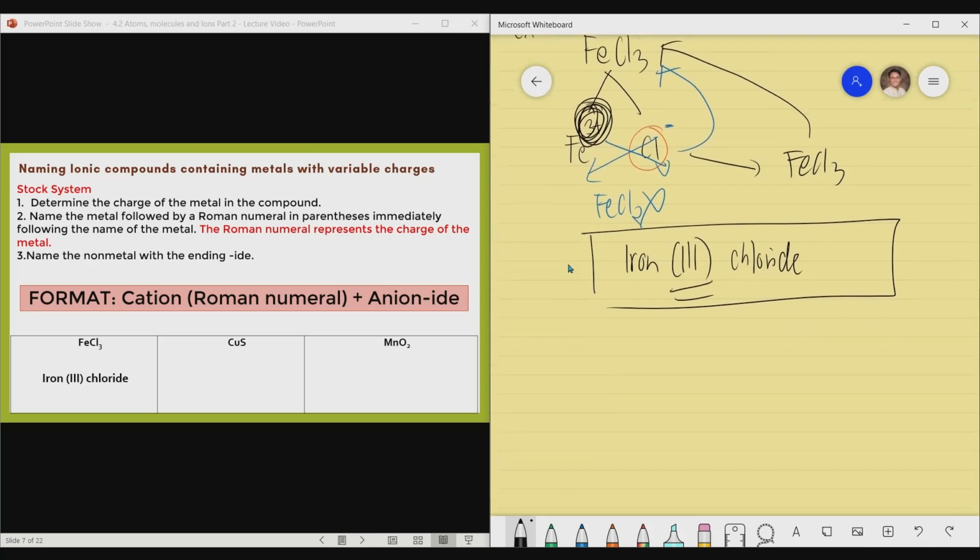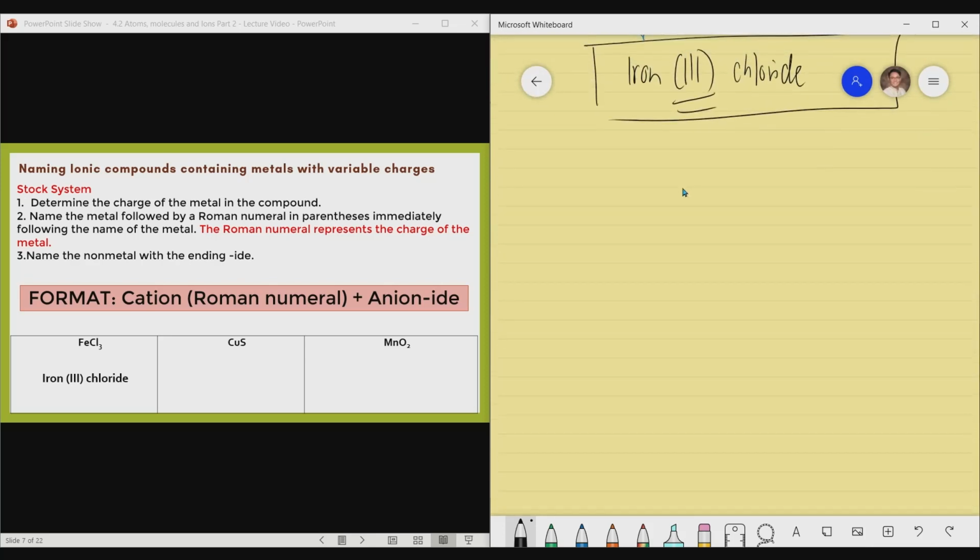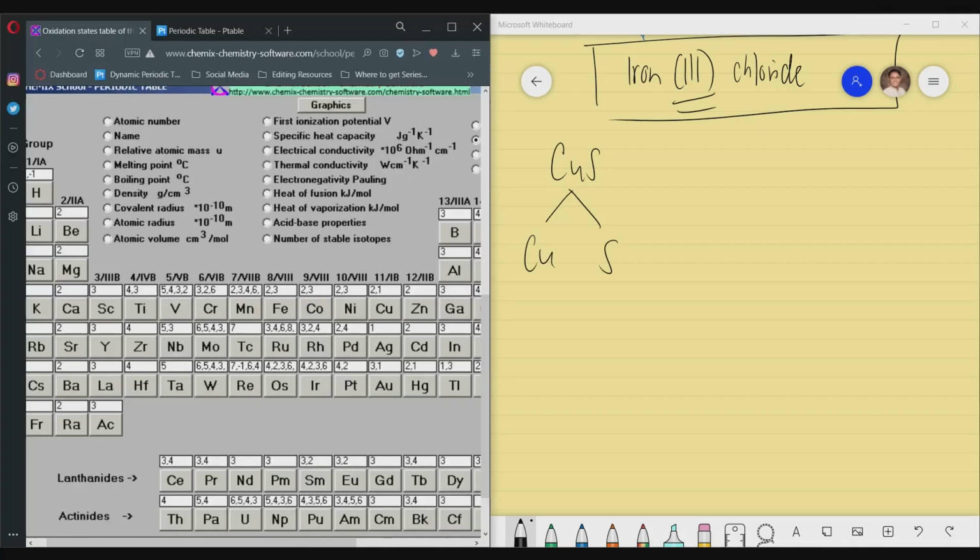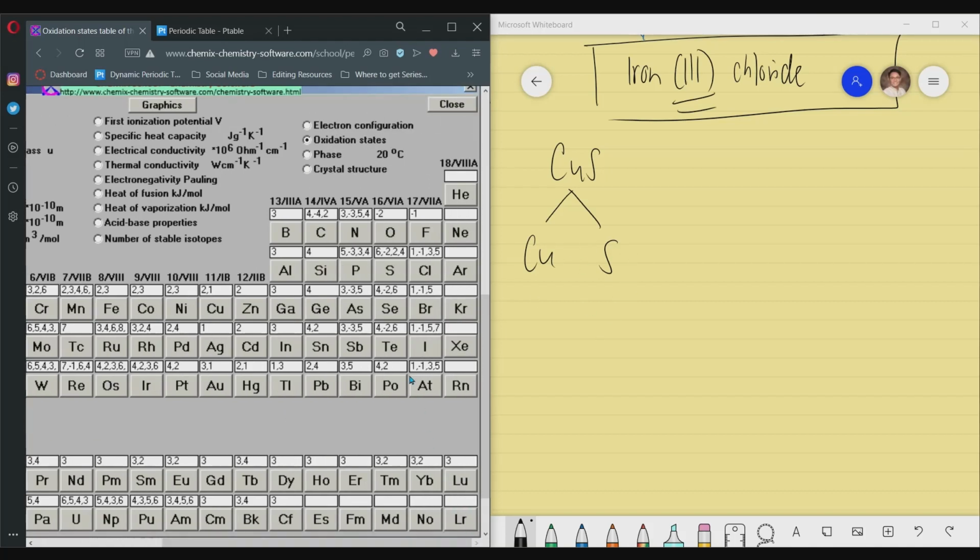Sige, another example, CuS. So again, first step, we need to dissect this one, CuS. Look at the oxidation state. Let's start with sulfur, yung S. Si sulfur dito, kay CuS, acts like an anion. Remember, anion, so siya yung negative. Si Cu, siya yung positive. So hanapin yung charge ni S na negative. So negative 2, looking at the table. So I assume this will be negative 2.